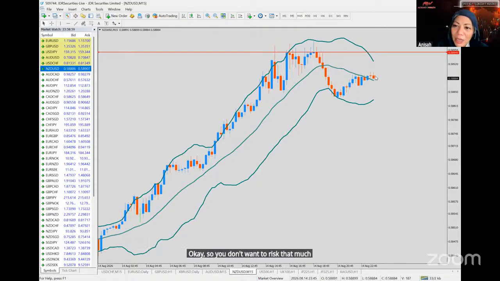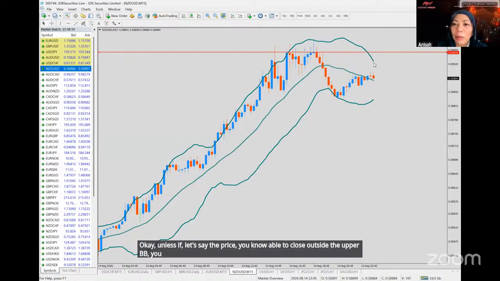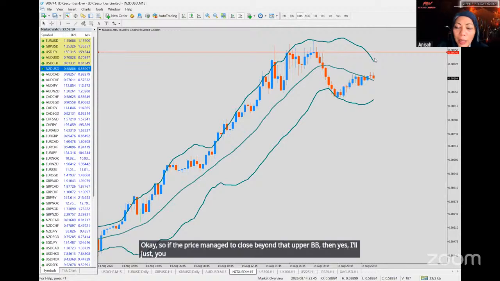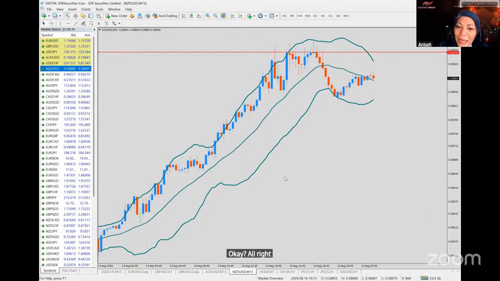Unless the price is able to close outside the upper BB, this is the upper BB. If the price managed to close beyond that upper BB, then yes, I'll enter an additional position. Okay, so that is my outlook on Kiwi dollar.